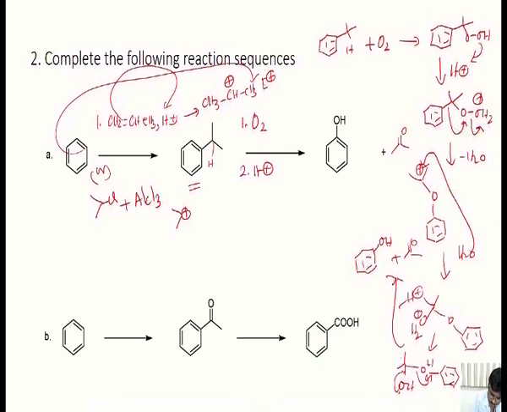The hydroperoxide, in the presence of acid, can undergo protonation to give this intermediate. Then the phenyl ring can undergo rearrangement to give this intermediate. This can undergo reaction with water to form this, which can convert into phenol and acetone as the product.